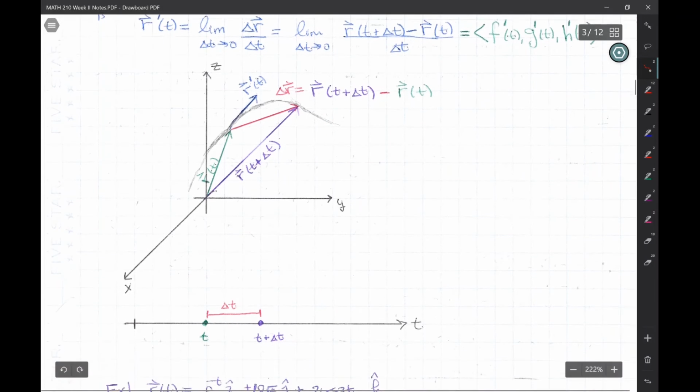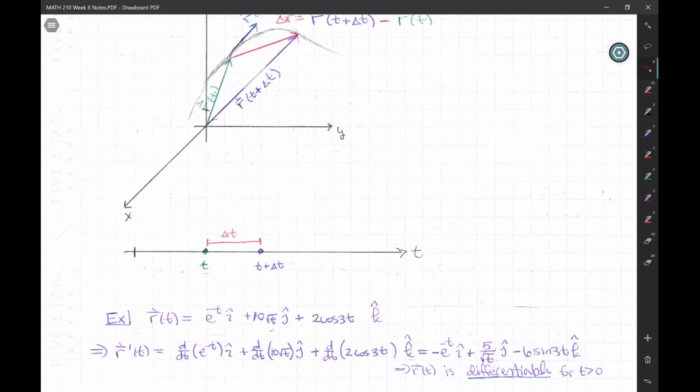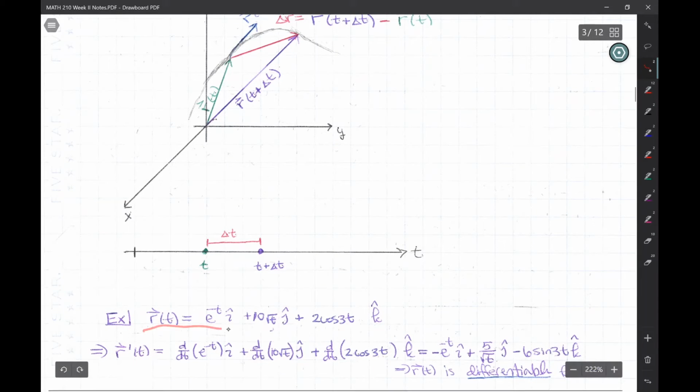So let's go ahead and actually compute a derivative of a vector function. Here we have the vector function with x component e to the minus t, y component 10 square root 2, and z component 2 cosine 3t. And we're just going to take the derivative of each component, simple as that. So the derivative of the first component, e to the minus t, is just going to be negative e to the minus t.